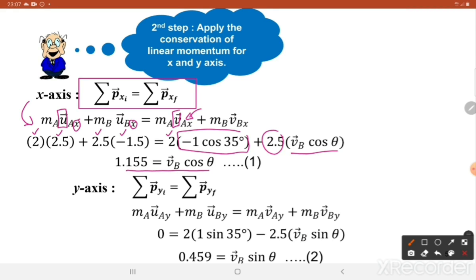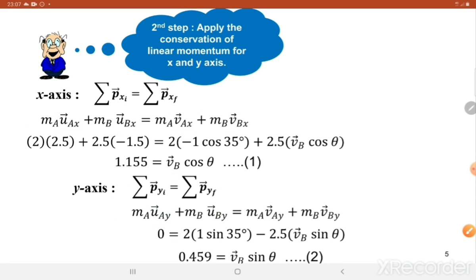And then you apply the same principle along the y-axis. You expand that principle, so you will get MAUAY plus MBUBY. So you put the subscript y for vector u and also vector v, is equal to MAVAY plus MBVBY. The total momentum before collision along the y-axis, the value is equal to 0.